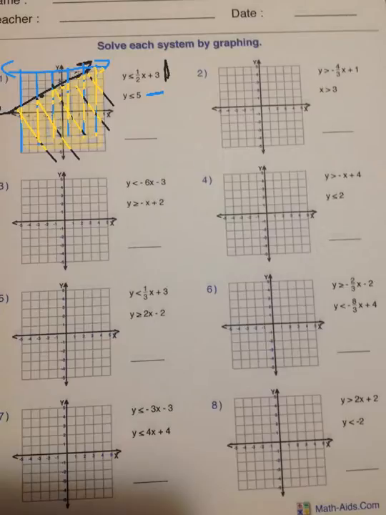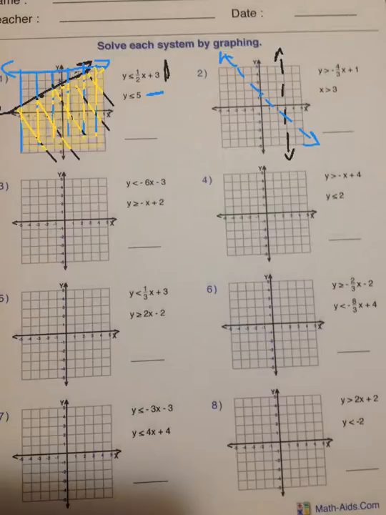Let's take a look at number 2. X is greater than 3, so it has to be a dotted line at 3. It's hard to use a ruler on an iPad. The other one is Y is greater than -4/3 X plus 1. So we're going to go up to the 1, then -4/3: 1, 2, 3, and it's a negative, so it's going down.